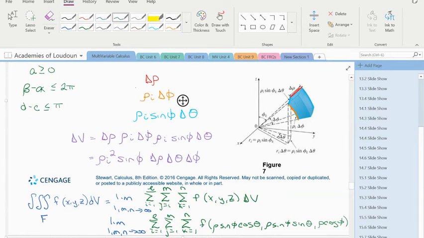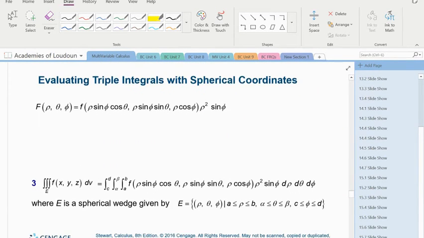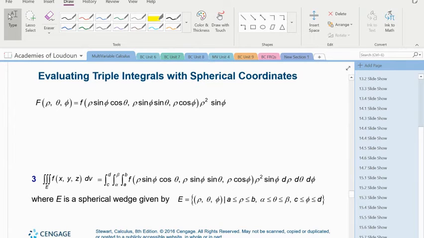This sum is a Riemann sum for the function given by f of rho sine phi cosine theta, rho sine phi sine theta, rho cosine phi, and then rho squared sine phi. And consequently, we've arrived at equation 3, which is the formula for triple integration in spherical coordinates, where E is the spherical wedge given as we previously defined.